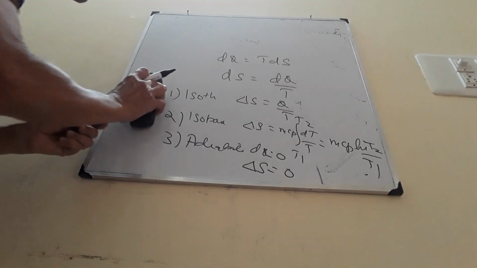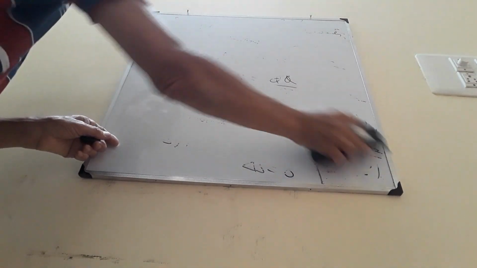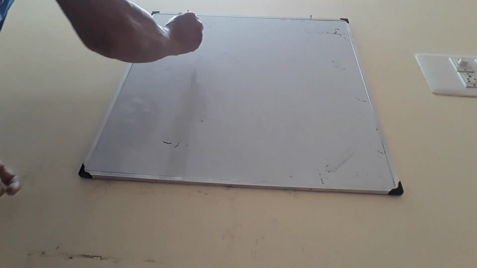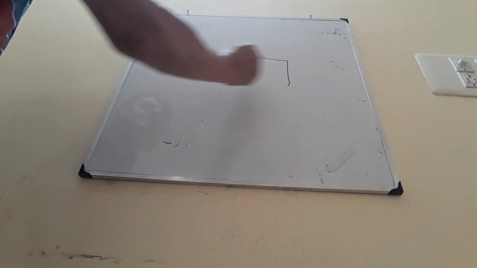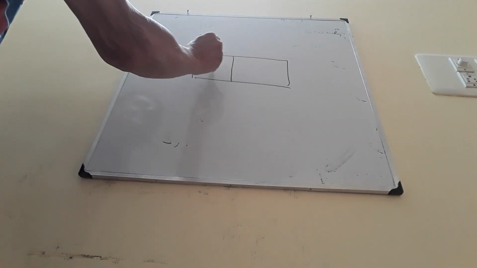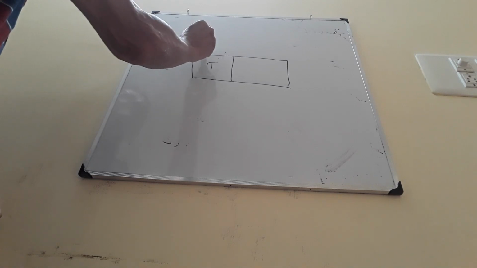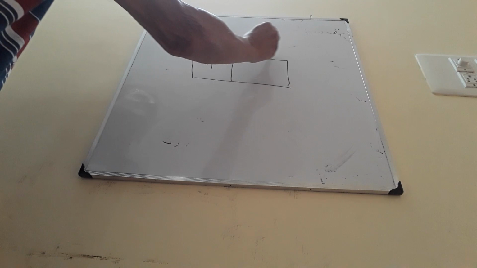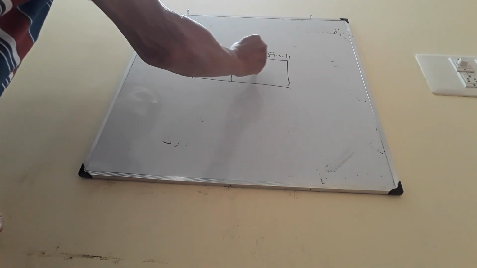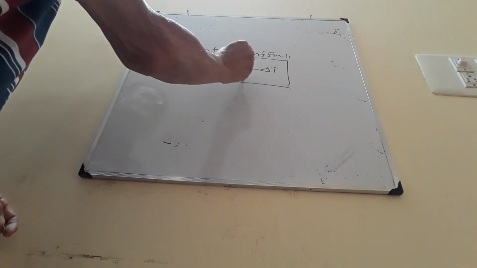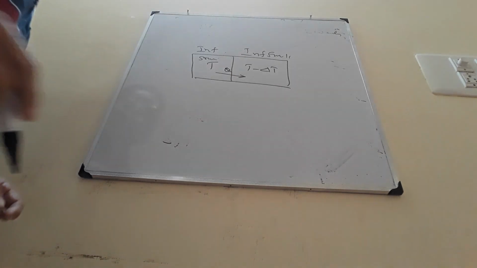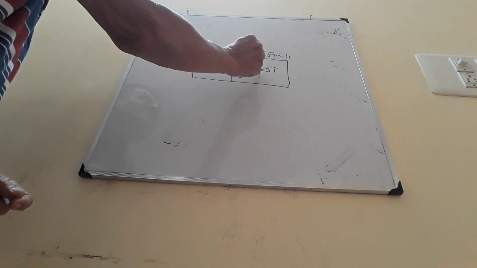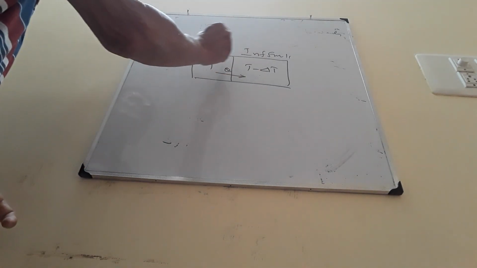Now, let's come back to our example. Suppose I have an infinite source at temperature T, and an infinite sink at temperature T minus delta T. Heat is flowing from source to sink, Q. Mind you, it's an infinite source and infinite sink. That means by removing heat, this temperature is not going to change, and this temperature is not going to change. So I'll call this source, this is sink.